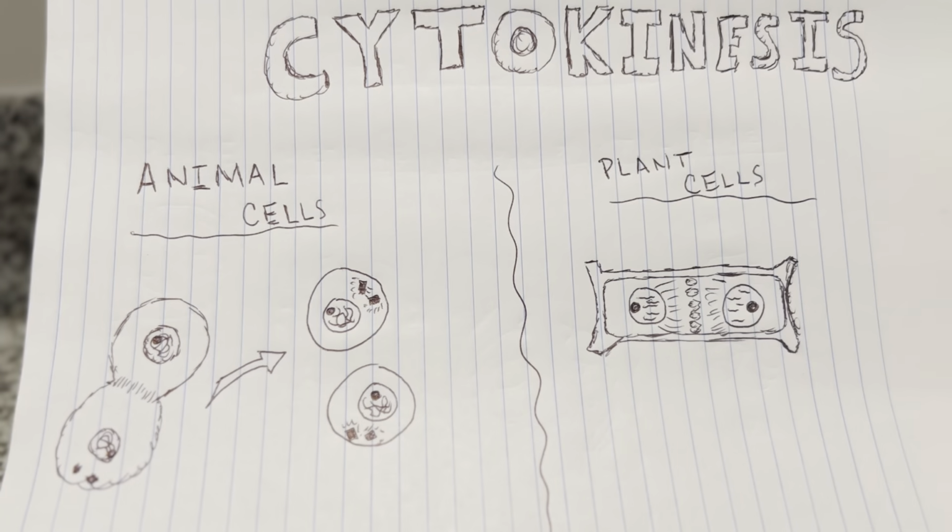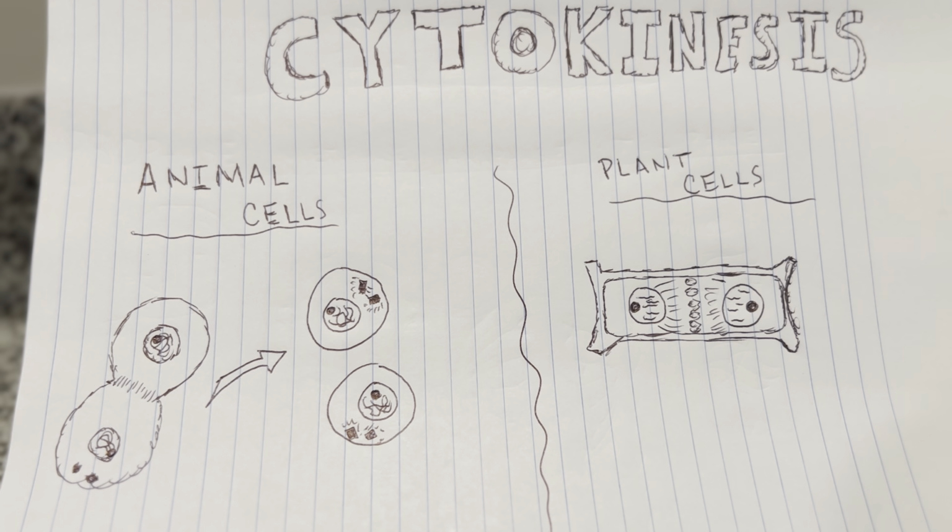Next up, we have cytokinesis. In this series, this is when the cell completely splits. There is no ifs, ands, or buts about it. This is the end of the cell cycle.